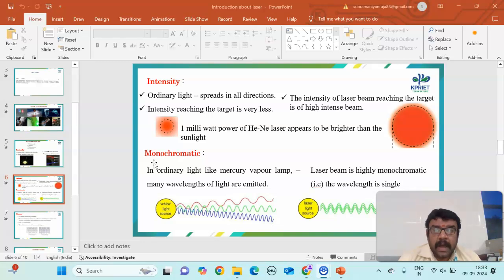As far as intensity is concerned, ordinary light spreads in all directions, whereas the intensity of the laser beam reaching the target is very high. It is a single point beam, and the intensity reaching the target is very low in ordinary light compared to laser light. For example, 1 milliwatt power of a helium neon laser appears brighter than sunlight. As for the monochromatic property, ordinary light, like a mercury vapor lamp, emits many wavelengths, whereas a laser beam is highly monochromatic, that is, the wavelength is single. This is clearly visible in the diagram: the white light source emits many wavelengths, whereas the laser light source emits a single wavelength, a green color. Only green color is emitted from the laser light source.